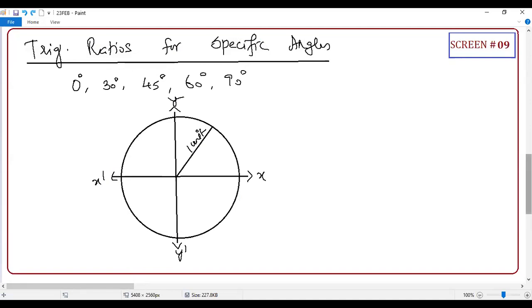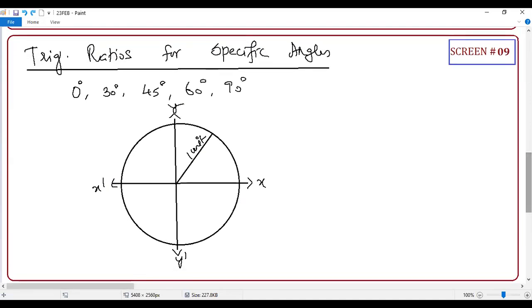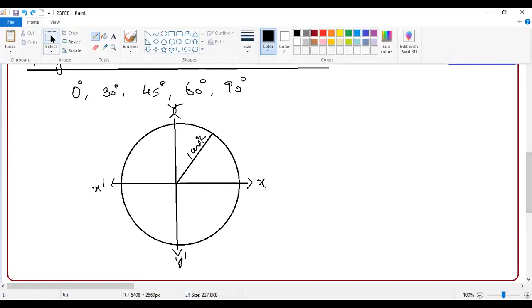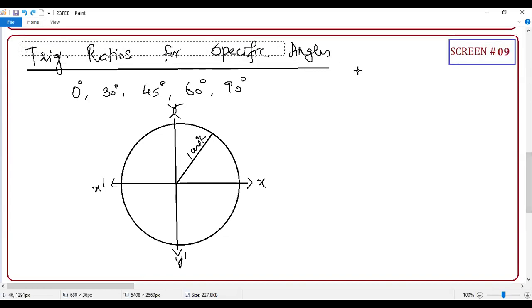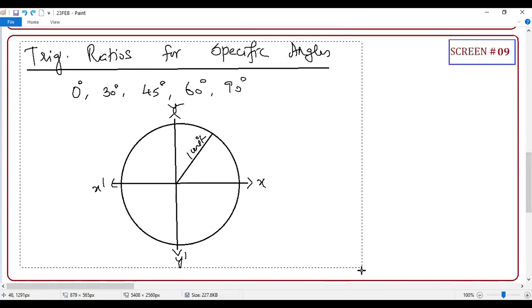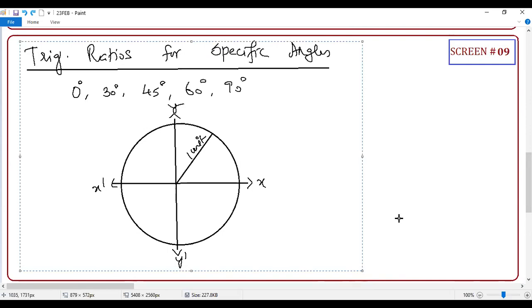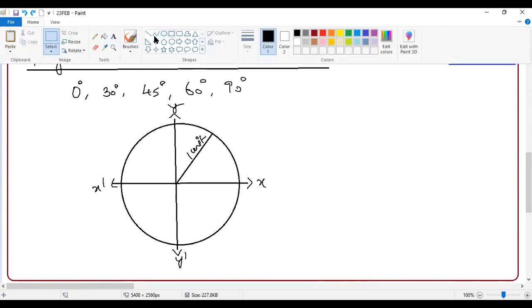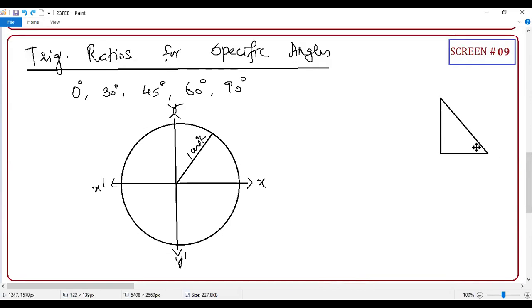Before that, even I wanted to. This is the thing, student. You know, you want to learn so many things, right? So I'll just make. Okay, no, I'll make it here itself, student.